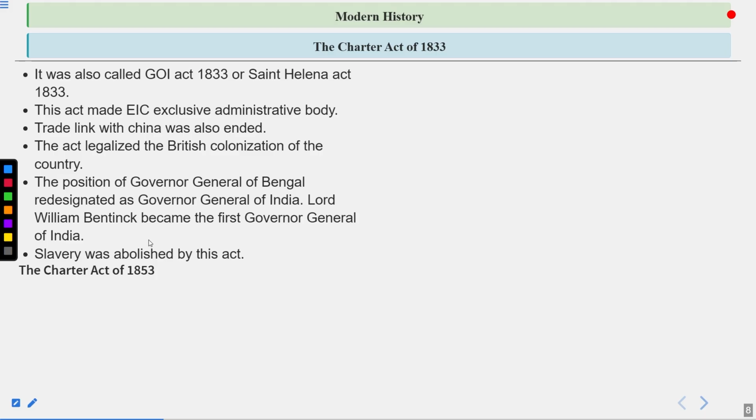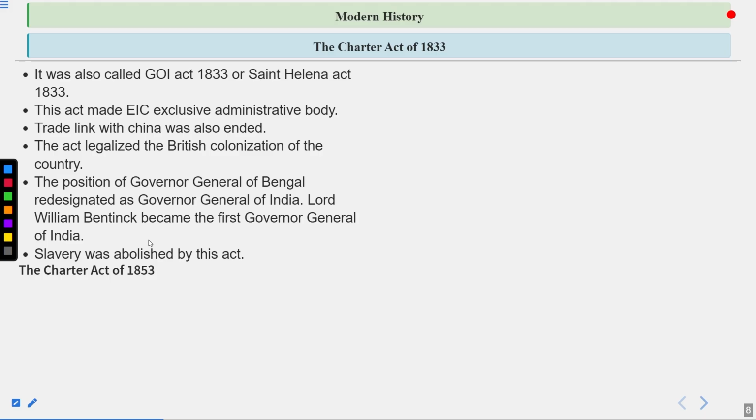Then comes the 1853 Charter Act. But before that, I need to tell you one more point that is not added here. The first law member was also added under the 1833 Charter Act into the Council of the Governor General of India. And the first person who became the law member of the Governor General's Council was Lord Macaulay. I hope you have heard this name, Lord Macaulay. Lord Macaulay is responsible for introducing English education into our country and creating a law commission as well. So do remember his name.